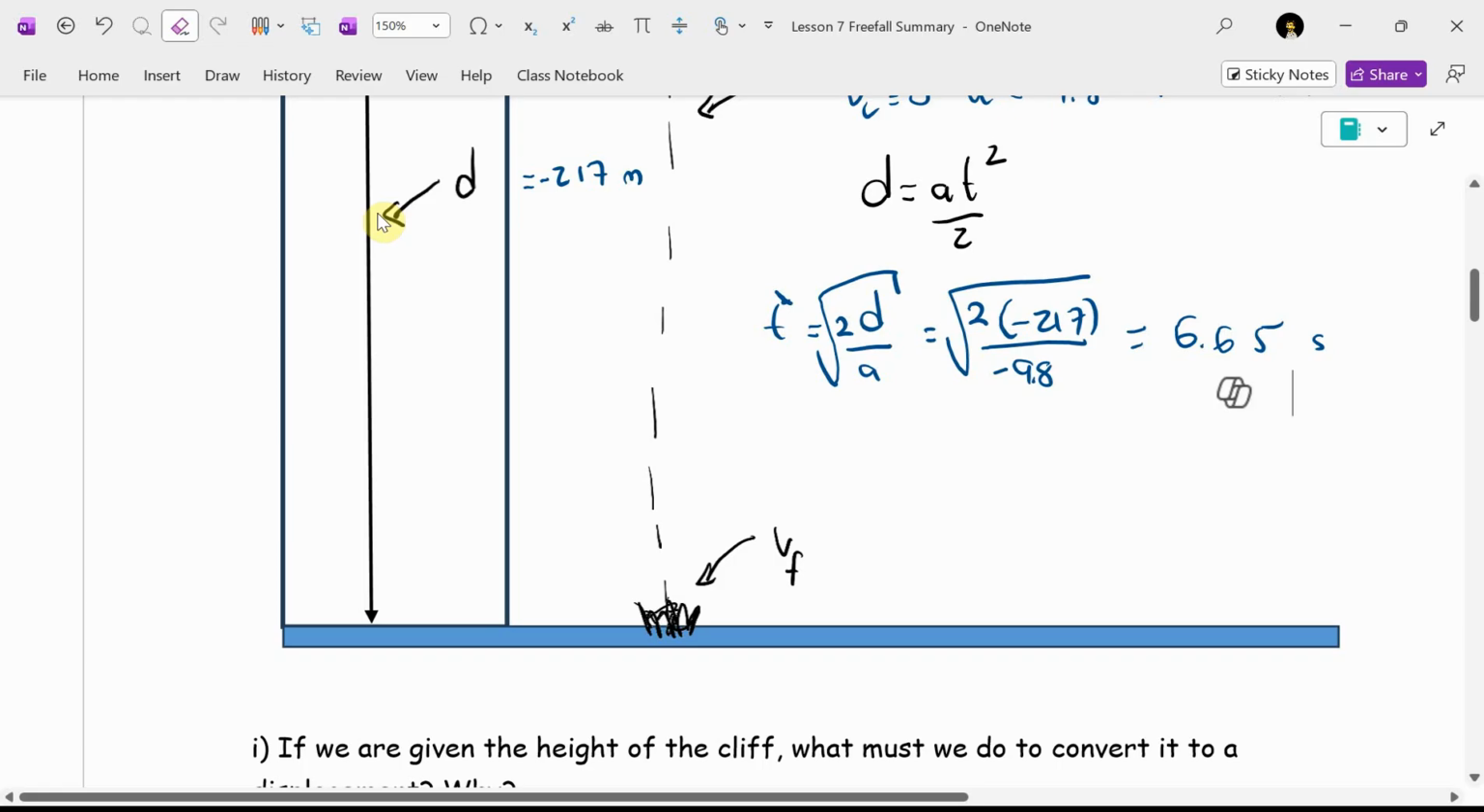What can you tell me about VF? What is it not equal to when we hit the ground? It's not 0. First of all, it's going to be negative.